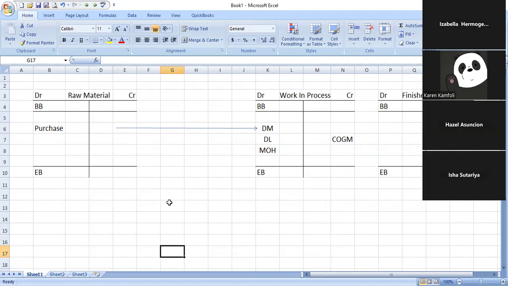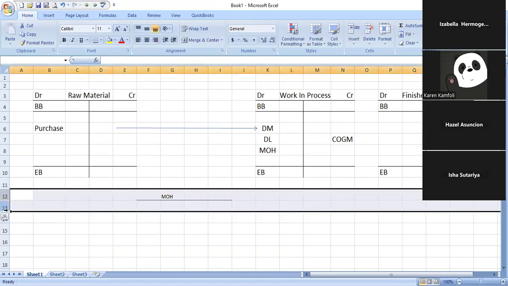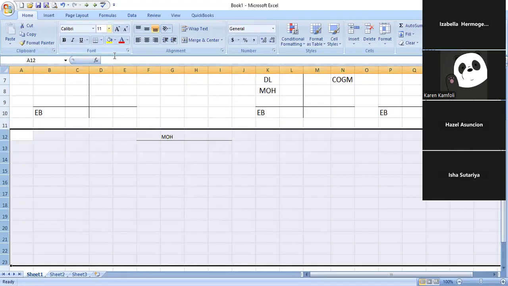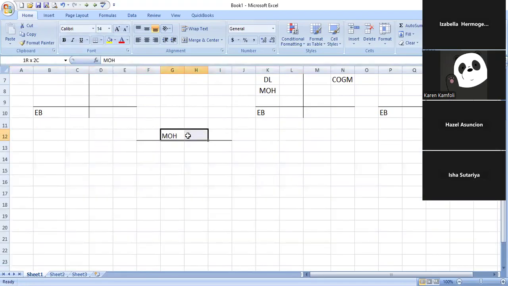What should I do with the indirect material? In order for me to track all the costs, I'm going to open a new account here, and that new account is going to be called the manufacturing overhead account. I'm going to keep the cost of the manufacturing overhead separately. And that will be my manufacturing overhead account.